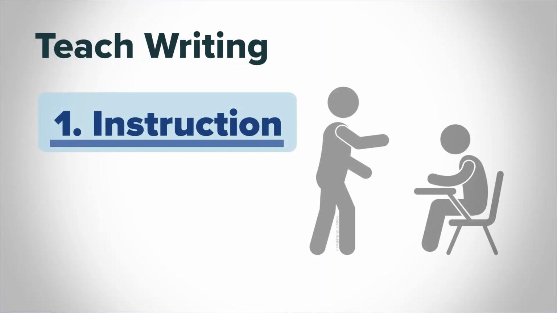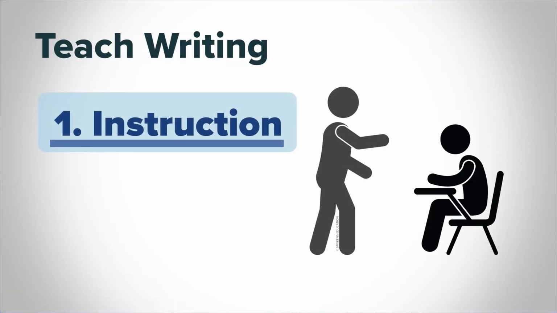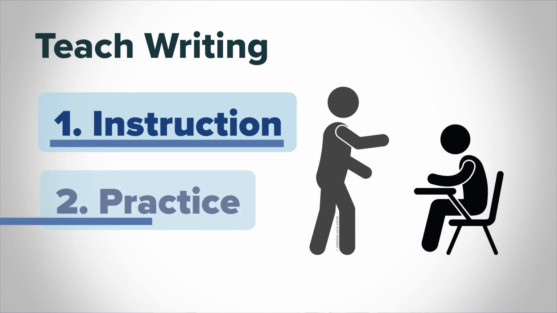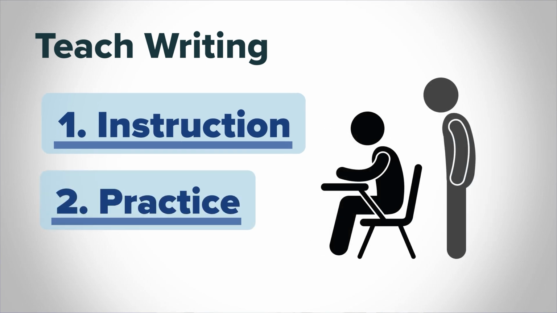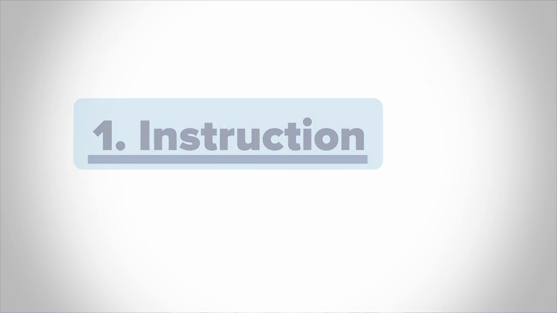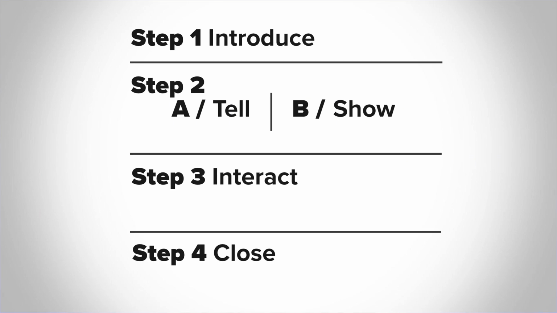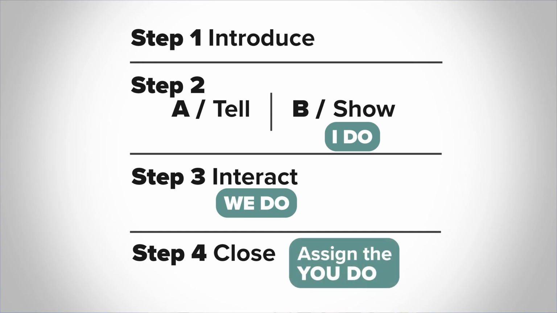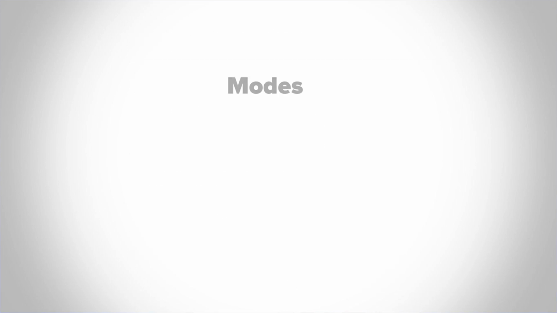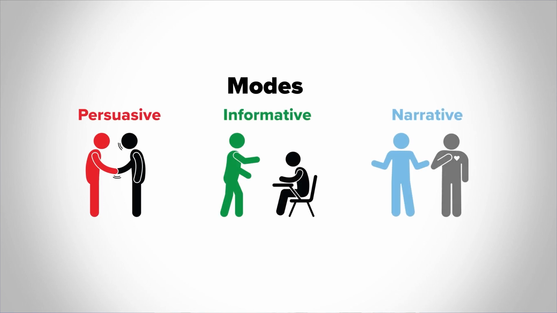In episode 1, we covered the need for whole class instruction on grade level skills, followed by time for students to apply them in their writing. In episode 2, we broke down a mini lesson and how it follows the gradual release, including I do, we do, and you do. In more recent episodes, we targeted persuasive, informative, and narrative writing.